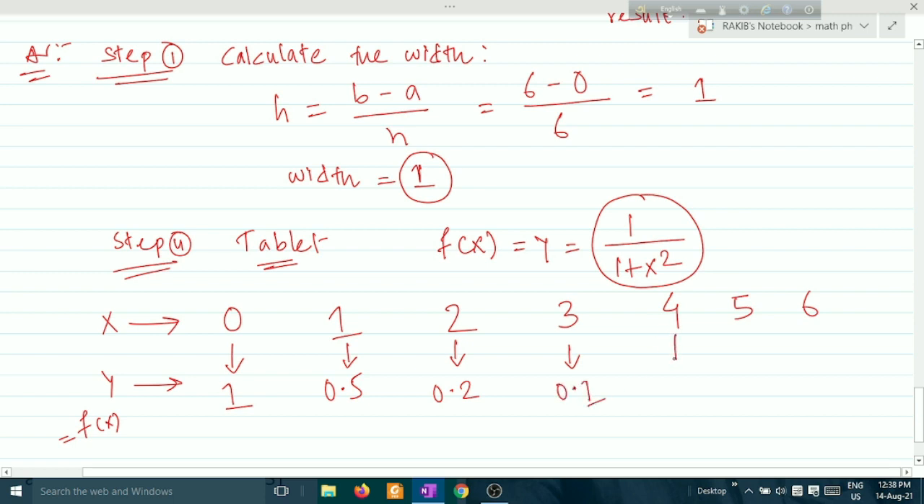And in case of 4, what is 4? Put 4 here. 16, 1 upon 17. 1 upon 17 is what? 1 upon 17 is 0.05, I think so. 0.0588. For 5, it will be 1 upon 26. You can write this thing, or you can write it in fraction. 0.0385.